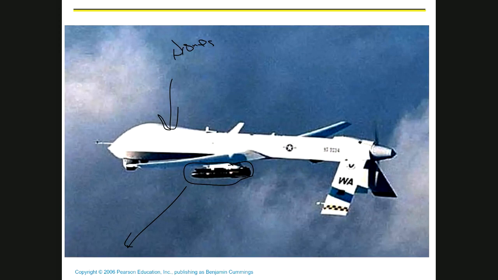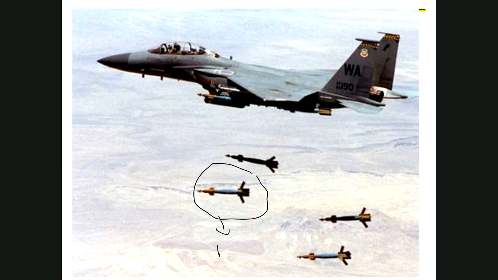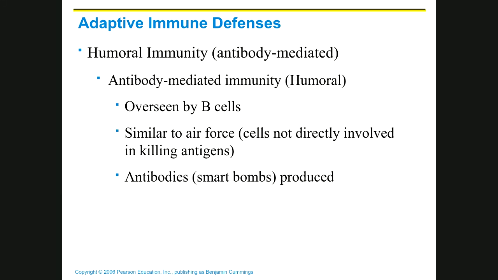Well, most bombs are kind of dumb. They kill all kinds of things. So if you drop a bomb on, I don't know, an area of land, everything in that area is going to be destroyed. But that's not what it's like with B cells.